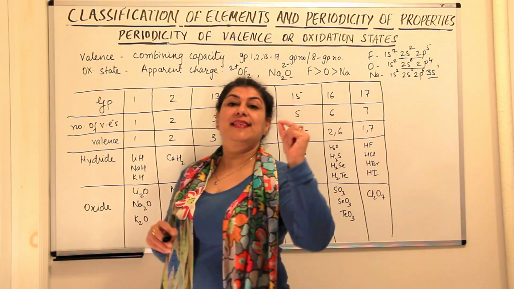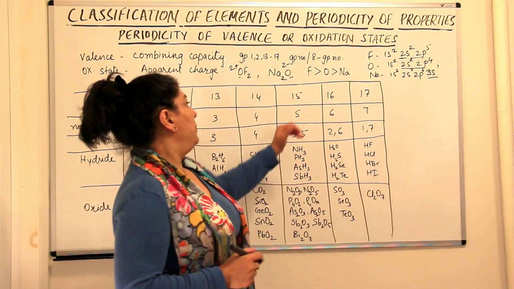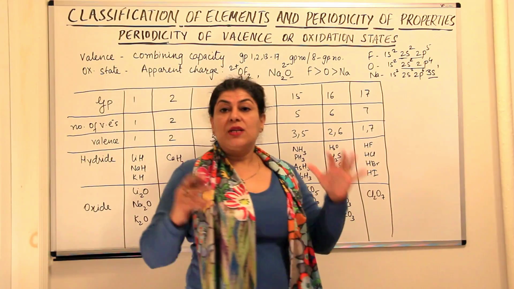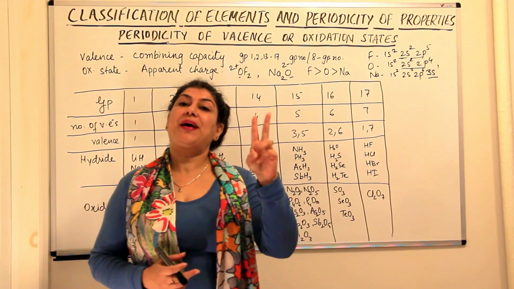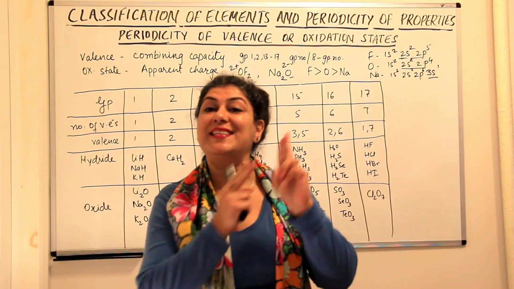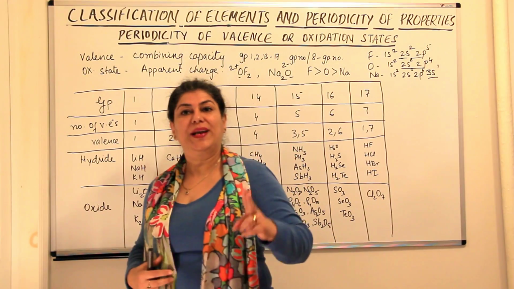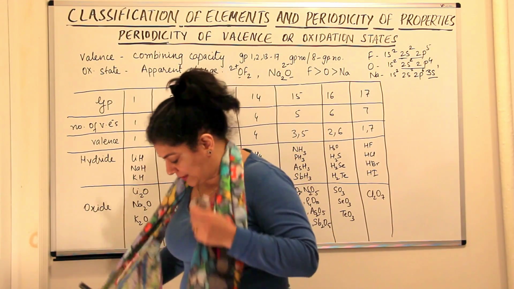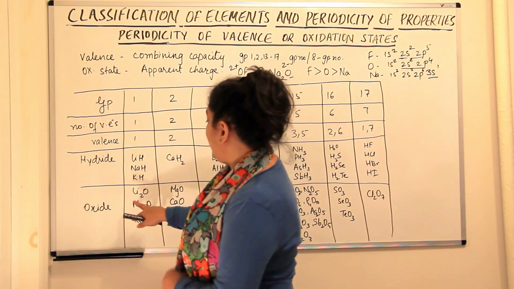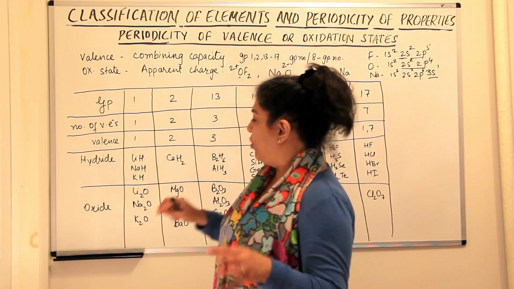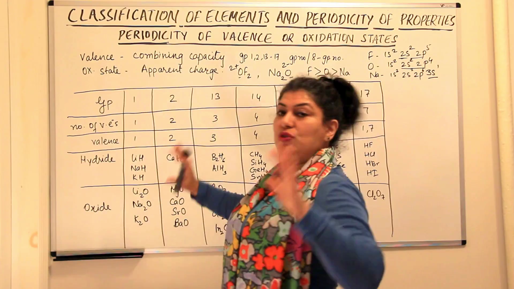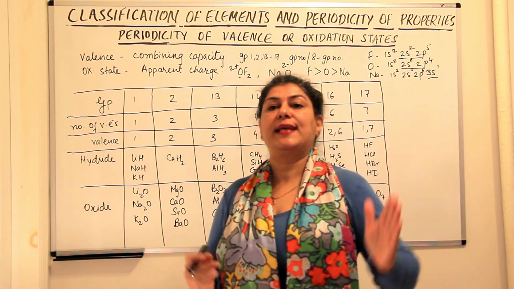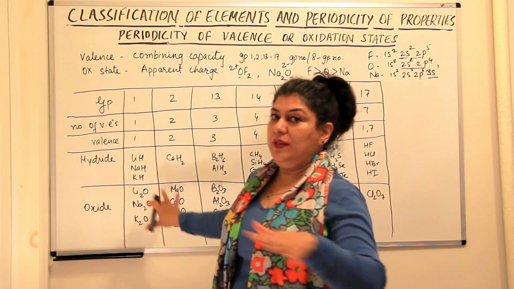Oxygen has 6 electrons in its outermost shell. It belongs to the 16th group. So it has 6 electrons, which means its combining capacity or valency is 2. It needs 2 electrons to complete its octet. So when oxides are formed, what would their formulae be? Now we have to keep in mind that oxygen always has the valency of 2 in all these compounds.